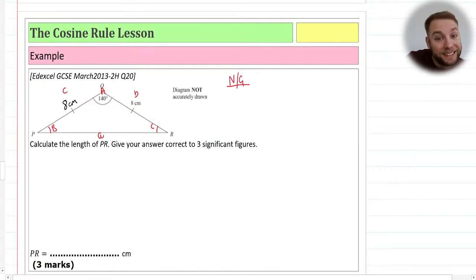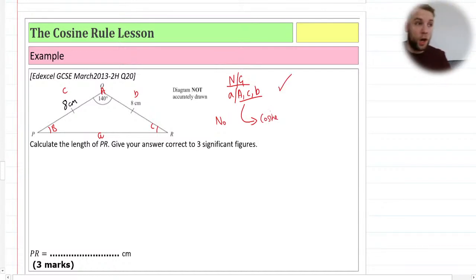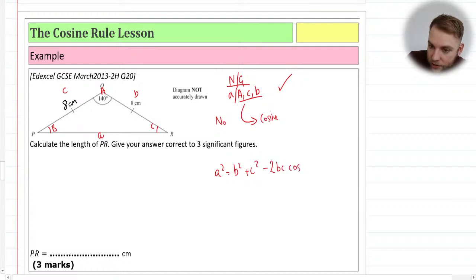Because I can't guarantee that it's not the sine rule. So I need lowercase a. I've got capital A, I've got lowercase c, and I've got lowercase b. So do I have a matching pair on my got list? The answer is no. So I'm going to be using the cosine rule. That's really important, this step, because you need to figure out which rule you are using. So it's going to be a squared is equal to b squared plus c squared minus 2bc cos of A.